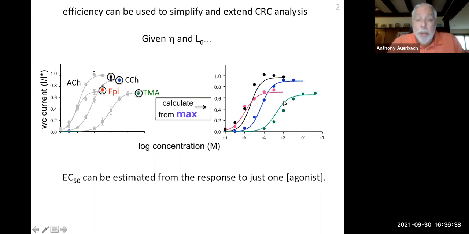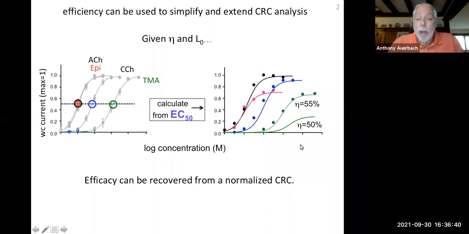And similarly, we can do this for a lot of people. A lot of people normalize their curves because they don't know how many channels are in the patch. So this is a normalized dose response curve for the four agonists that I showed before. Now we've taken just the EC50s, these concentrations here, and from EC50 we can regain the efficacy information given N and L0. So these are the curves that we calculate. Now this is using 50% for TMA, and this is using 55% for TEA for efficiency.